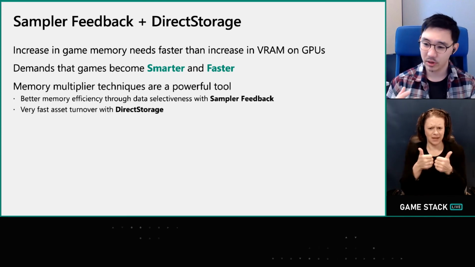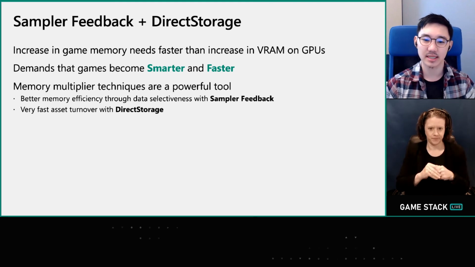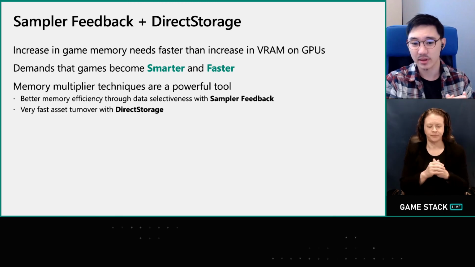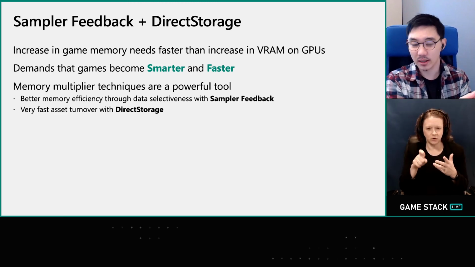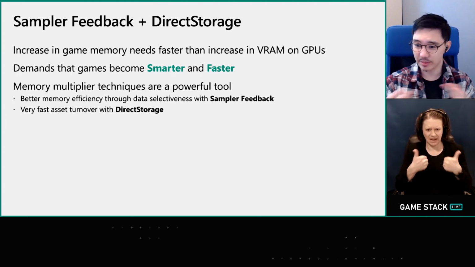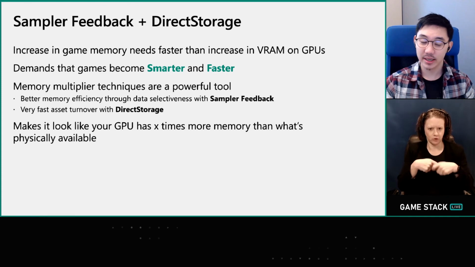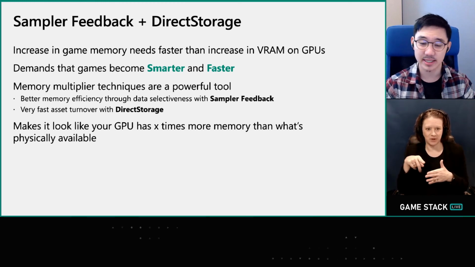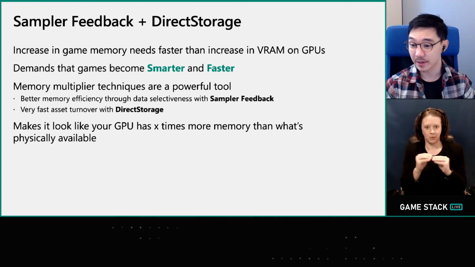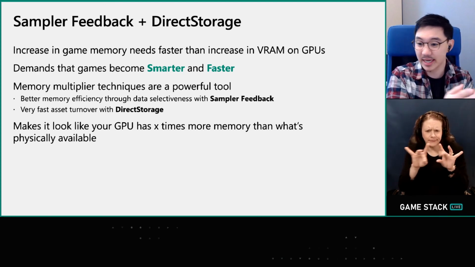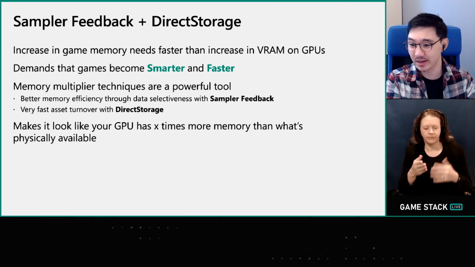There are memory multiplier techniques that are very powerful. This boils down to being very selective with your data, and using sampler feedback can do that while having very, very fast asset turnover with DirectStorage, since you're going to be bringing data in and out. And it essentially makes your GPU look like it has X times more memory. If you only bring in, say, half as much data as you needed to before, let's say you have 5 megabytes instead of 10, because you're being very selective and you really said, oh, I only need those 5. What it really looks like is instead of, say, a 10 gigabyte GPU, you have a 20 gigabyte GPU because you're twice as efficient.